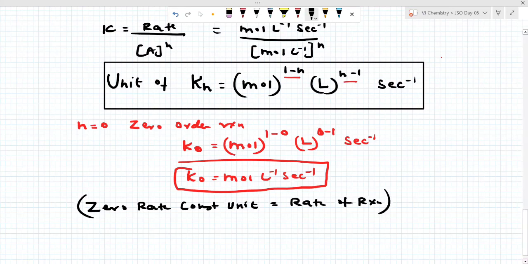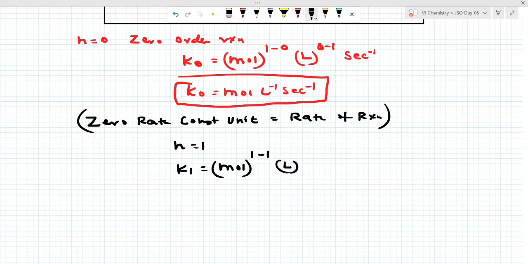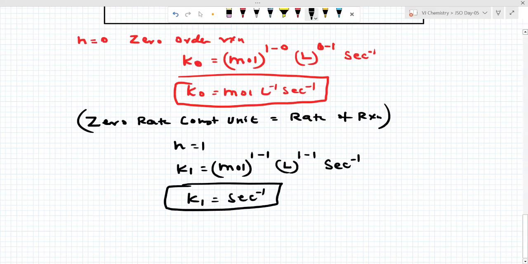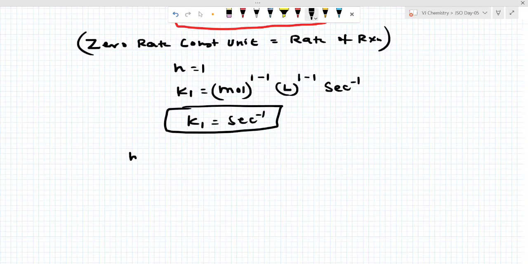Now put n value equal to 1 and find out. Whenever n is 1, the formula is mole power 1 minus n, liter power n minus 1, second inverse. Upper power is 0. What is the unit for first order reaction? Second inverse. Please note. Now put n value equal to 2 and do the same.